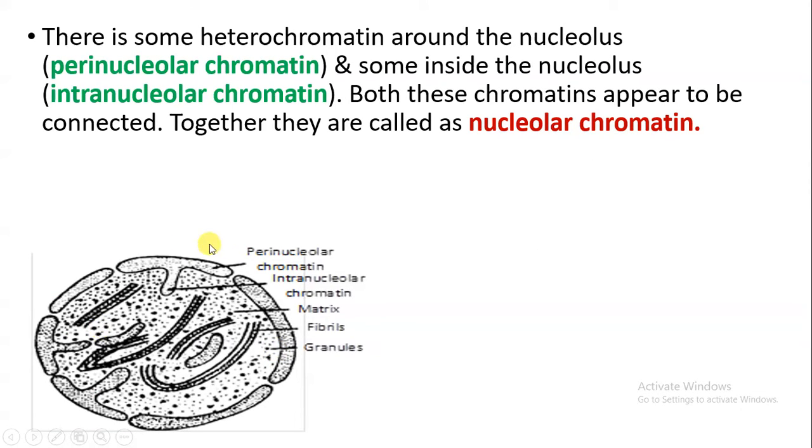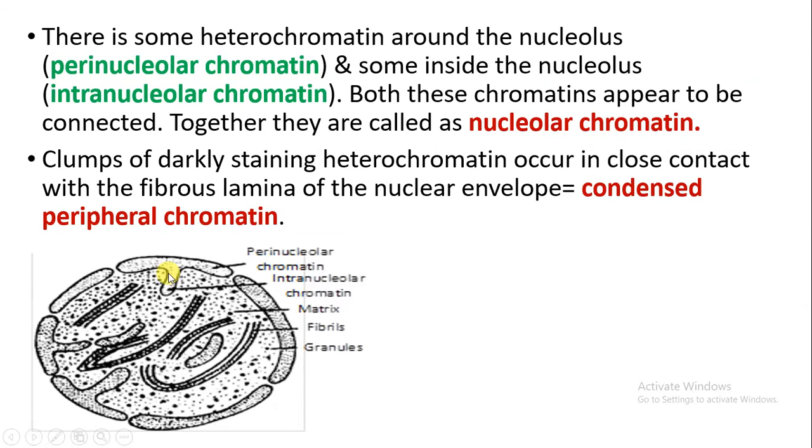Further, when we talk about the nucleolus which is present in the nucleus, there is also heterochromatin seen. Here you can see the perinucleolar chromatin, this is the heterochromatin part. The intranucleolar chromatin is also the heterochromatin part, and they are joined to each other. Altogether, they are called nucleolar chromatin. This is an example of the heterochromatin.